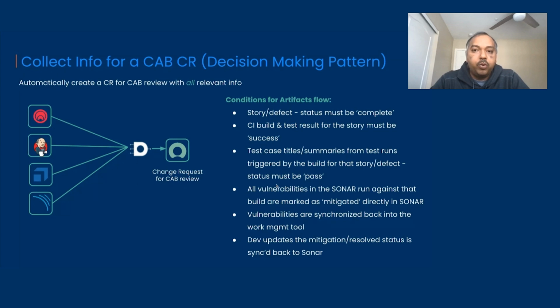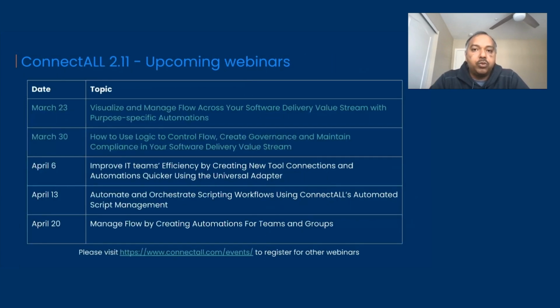We have more that is coming up in the 2.11 webinars. The next one, we are going to talk about how to improve your efficiency by creating connections and automations quicker using the universal adapter. We are going to talk about how to build these universal adapters really fast by connecting with the REST API of your new systems and integrating that into value streams.